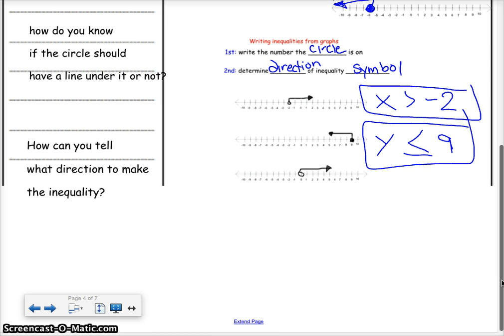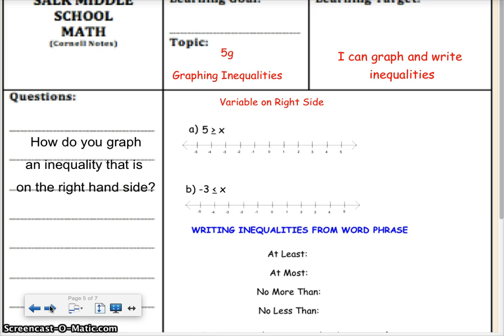Okay, next one. I have my variable on the left, and my number is 0. So I'm going to choose A to be my variable on this one, A and 0. Am I greater than 0 or less than 0? Greater. Do I have a line under it? No, because I didn't color it in, right? So just A is greater than 0. So, graphing inequalities, writing them given a graph. We're not done with our learning targets yet. Last one, well, just kidding, you have 2 more. Variable on the right and writing from a word phrase.